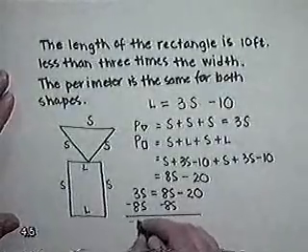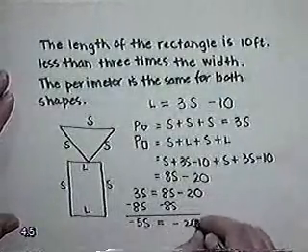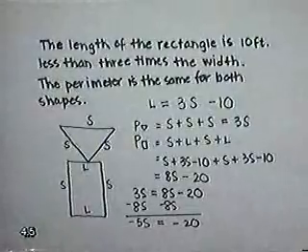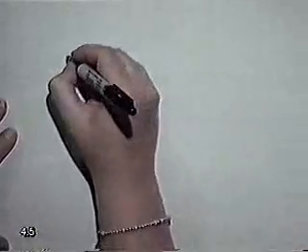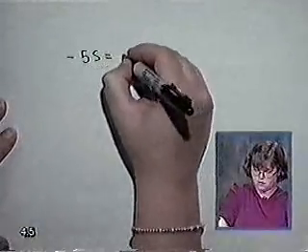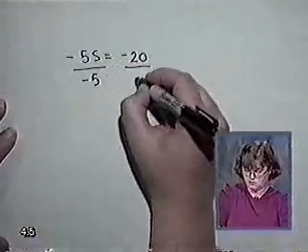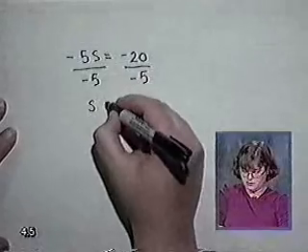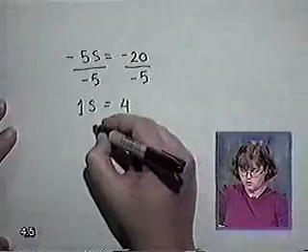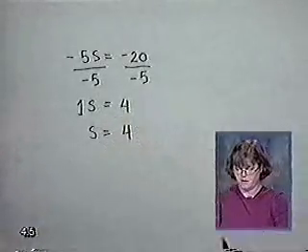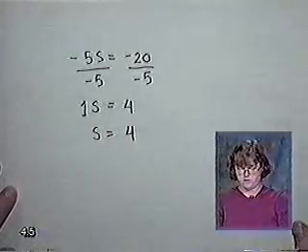To get negative 5S equals 0 minus 20. Negative 5S equals negative 20. To isolate S, I will divide both sides by negative 5. So I have 1 times S equals 4, or S equals 4. So 4 is the width of the rectangle.